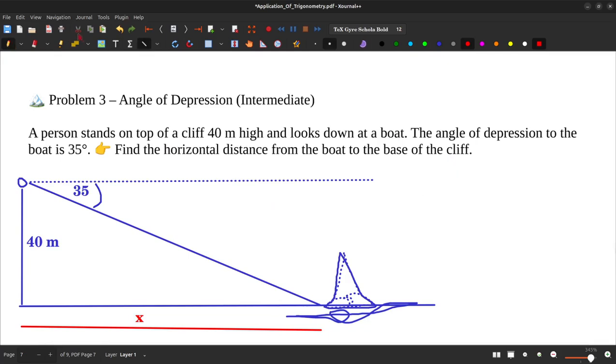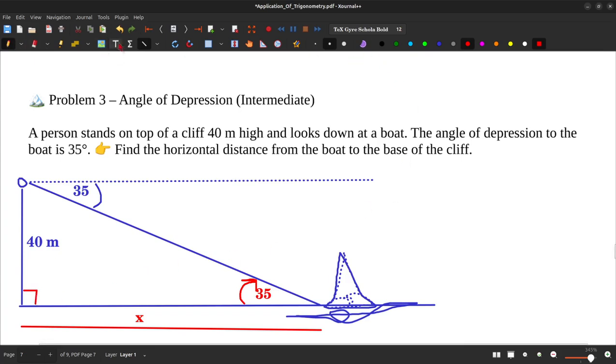Before we go, this angle together with this angle down here, they are equal. This one is the angle of depression, and this one I'm highlighting in red is the angle of elevation. They are equal since they are alternate interior angles, so this one is 35 degrees too. So now we have a right angled triangle, and we can apply SOHCAHTOA.